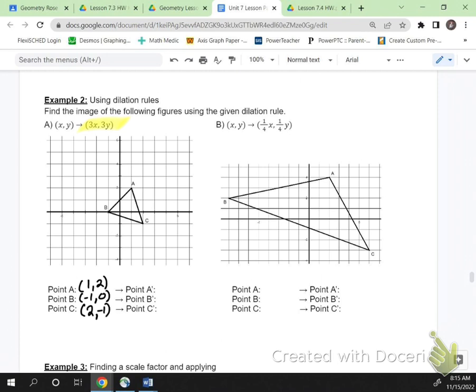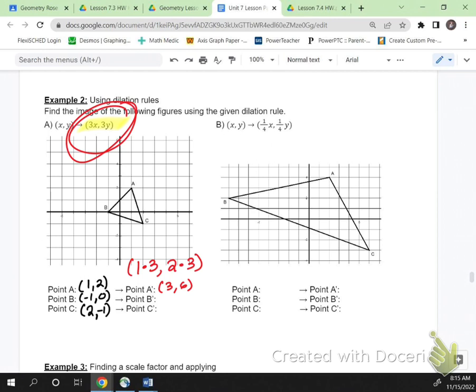Great. To find point A, I'm going to times the coordinate by 3. So I'll show my work. 1 times 3, comma 2 times 3. So my new point is 3, 6. I'm just timesing each coordinate by 3. That's the rule. And then I'm going to graph it.